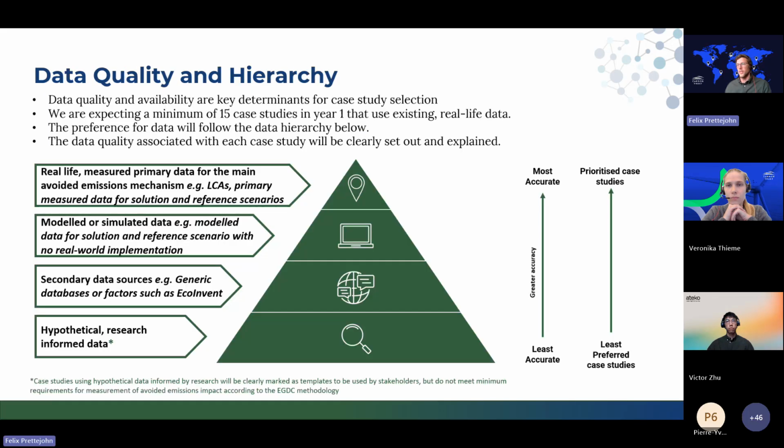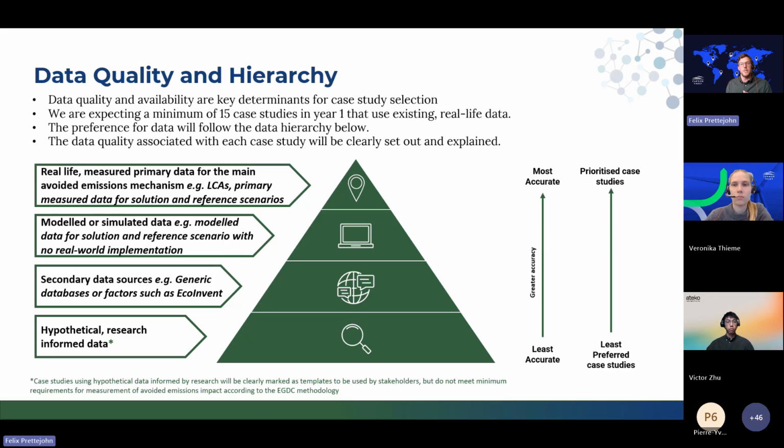And then I think the final slide before we get to Q&A is just the data quality hierarchy. So I mentioned we have a preference for primary measured data. So that sits right at the top of the triangle. And this is measured data from an implemented solution that has, ideally, a good time frame of coverage over a suitable time frame, and possibly from multiple implementations.